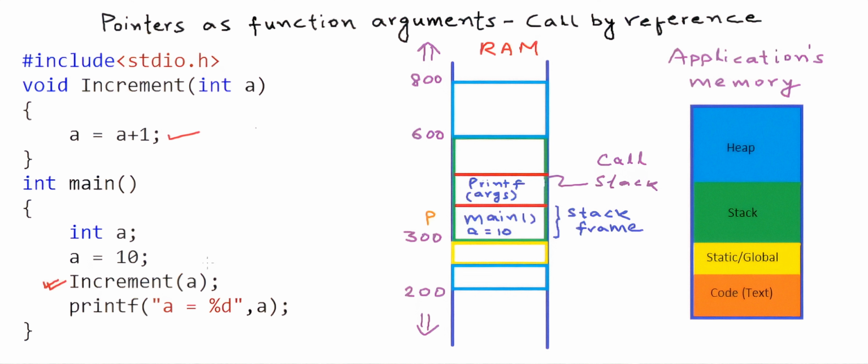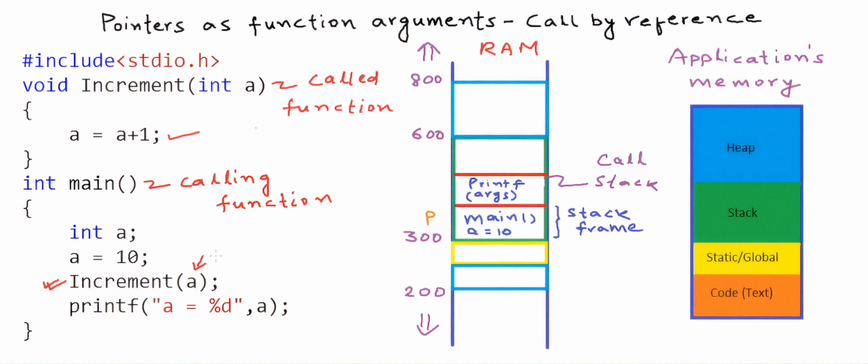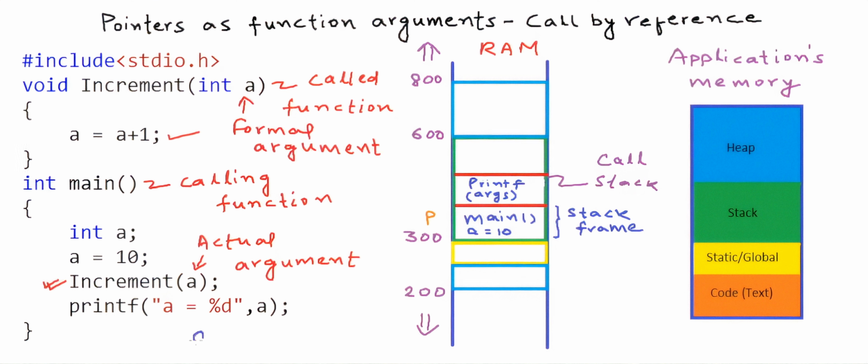So now you must be getting a picture of what happens when one function calls another function. This a is in the stack frame of the main method. Main is our calling function and increment is our called function. When we call a function, the argument in the calling function is also known as the actual argument, and in the called function, the argument is known as the formal argument. All that happens is the actual argument is mapped to a formal argument. So when this function call happens, a is mapped to another a, which is a formal argument.